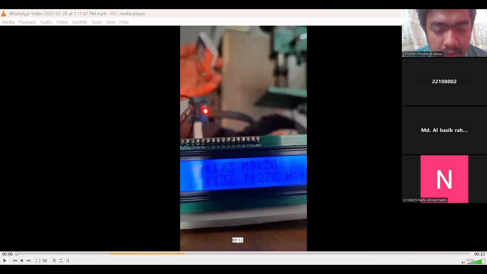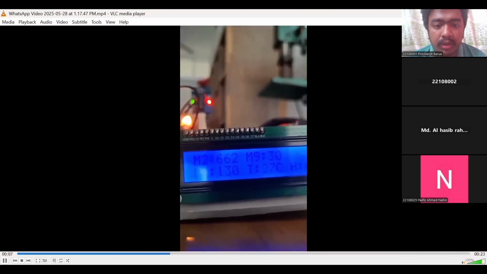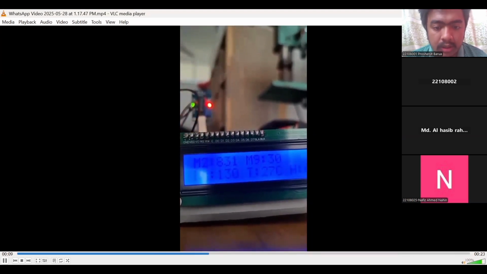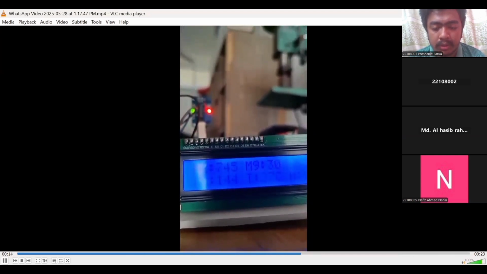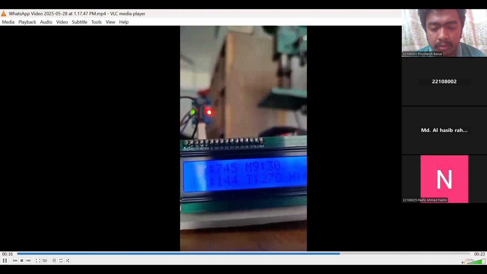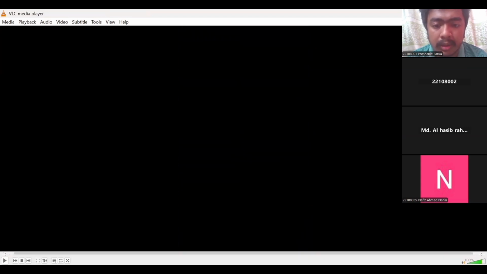Here we see our video demonstration of our project. We see that when we burn something, the MQ2 sensor is detecting this and the analog value is increasing, and we see the data on the Blynk IoT app. We also demonstrate this. Here we see in the mobile app that the MQ2 sensor level is increasing.